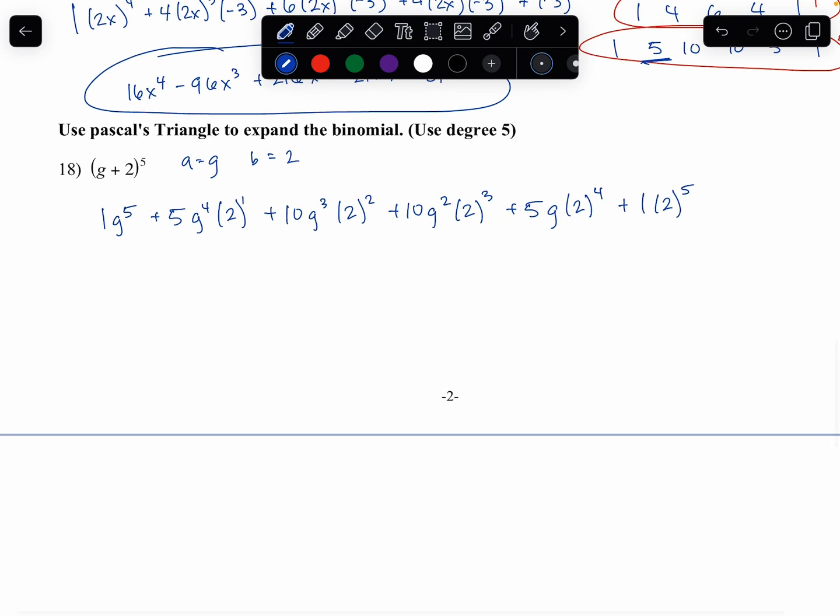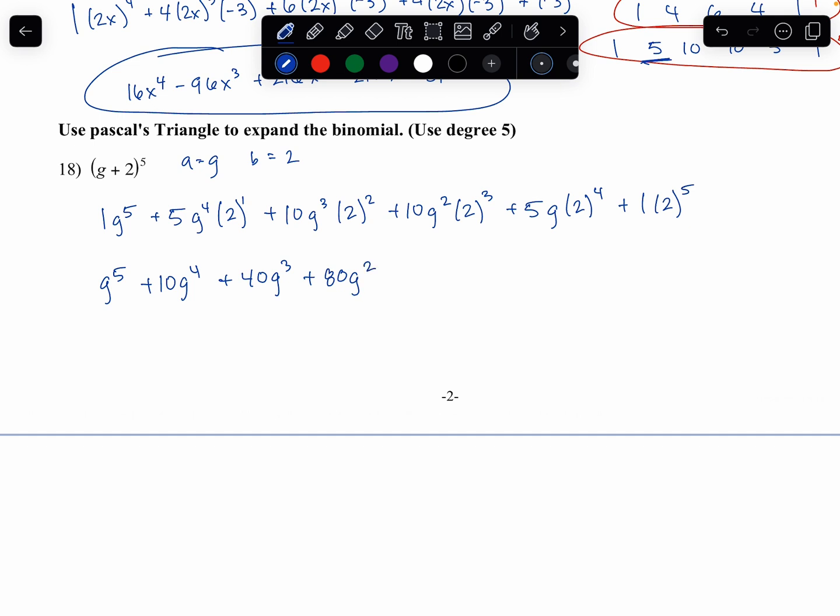Okay, and then we're going to go term by term to simplify. G to the 5th is still going to be g to the 5th. Then we're going to have 5 times by 2. That's going to give me plus 10g to the 4th. Then I have 10 times by 2 squared. That's going to be 10 times by 4, so that's going to give me plus 40g to the 3rd. Then we're going to have 10 times by 2 to the 3rd. 2 to the 3rd is 8, so that's going to be plus 80g squared.